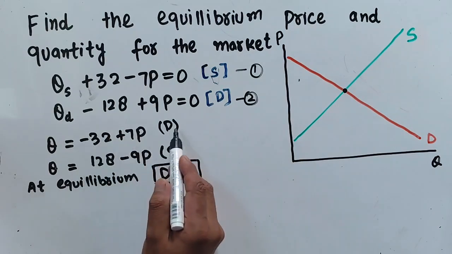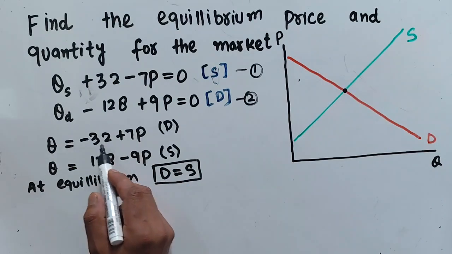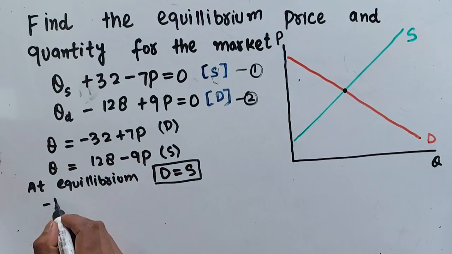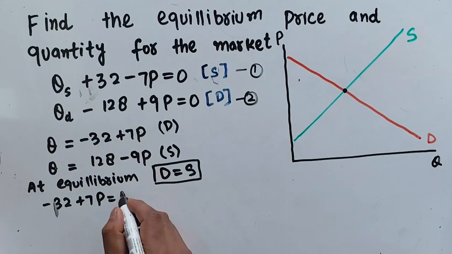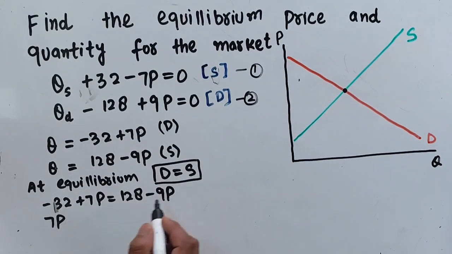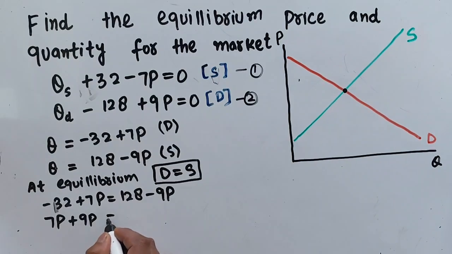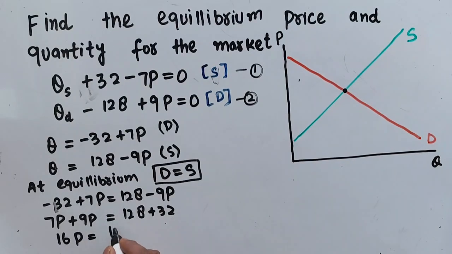Now since this is the demand function and this is the supply function, the left hand side of both equations is the same, so we can equate the RHS. That means minus 32 plus 7p is equal to 128 minus 9p. Let us solve for price. So transpose this term to LHS. We have 7p plus 9p is equal to 128, and let us transpose this term to RHS, it becomes plus 32. So 9p plus 7p is 16p is equal to 128 plus 32, which is 160.